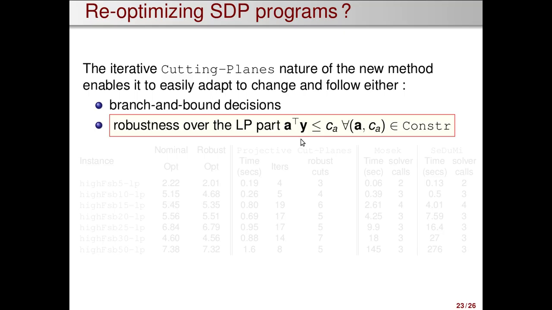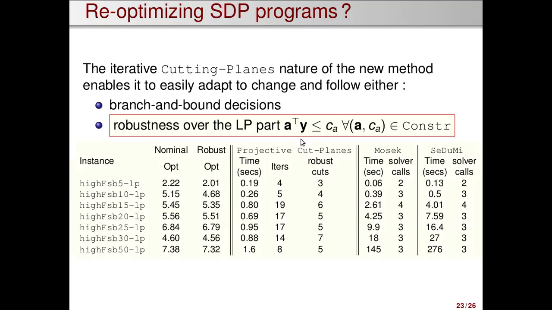For such a case, I don't know how I can use an SDP solver without needing to restart the solver after adding each new robust constraint. And I have some results for some instances. I have a nominal optimum problem. The robust one is smaller. Projecting cutting planes for these instances can perform only a few iterations. They integrate on the fly the robust cuts, the same way they integrate eigen cuts.